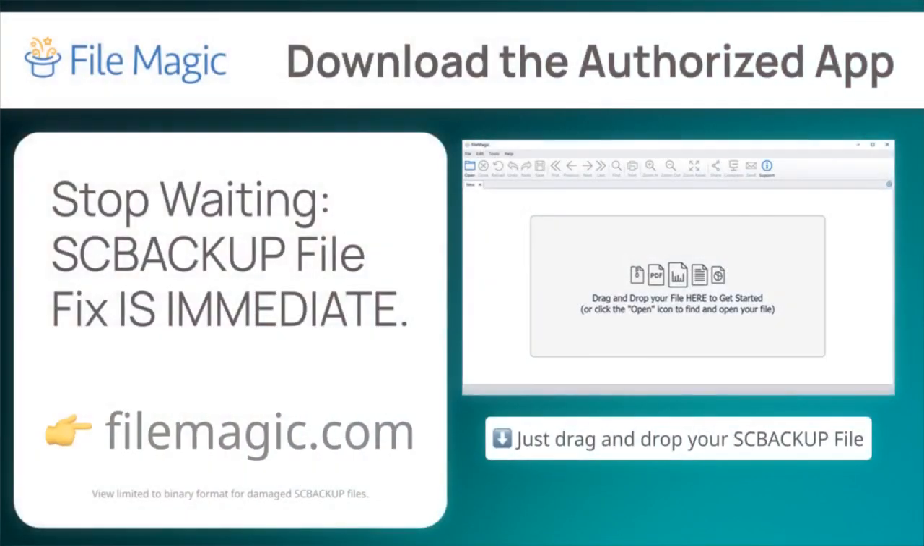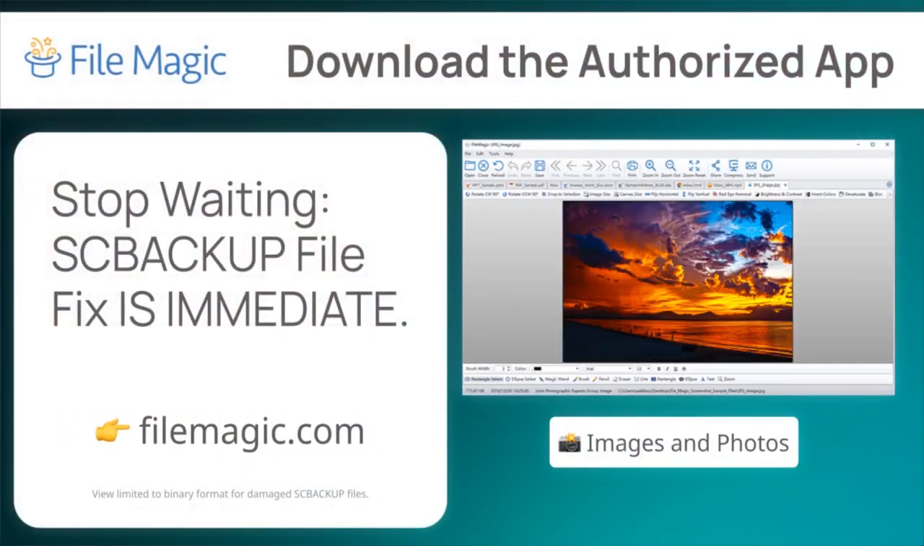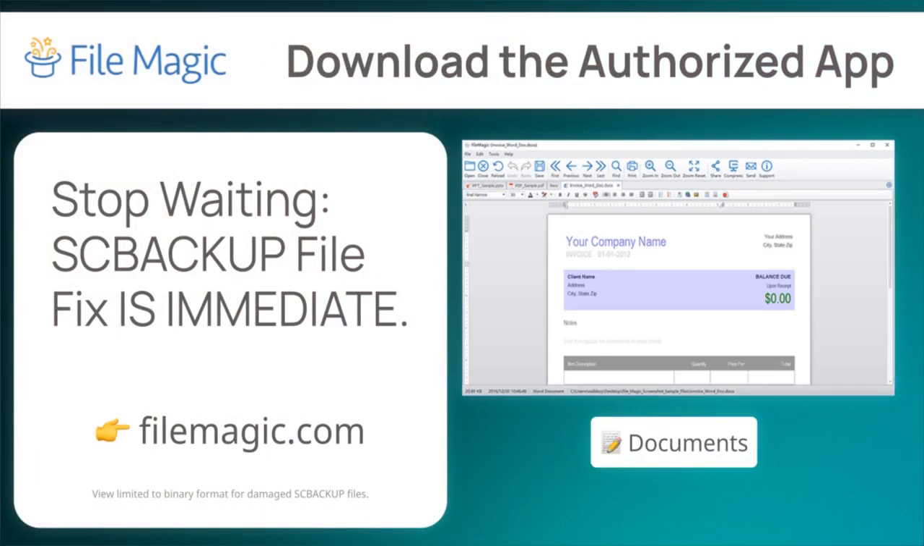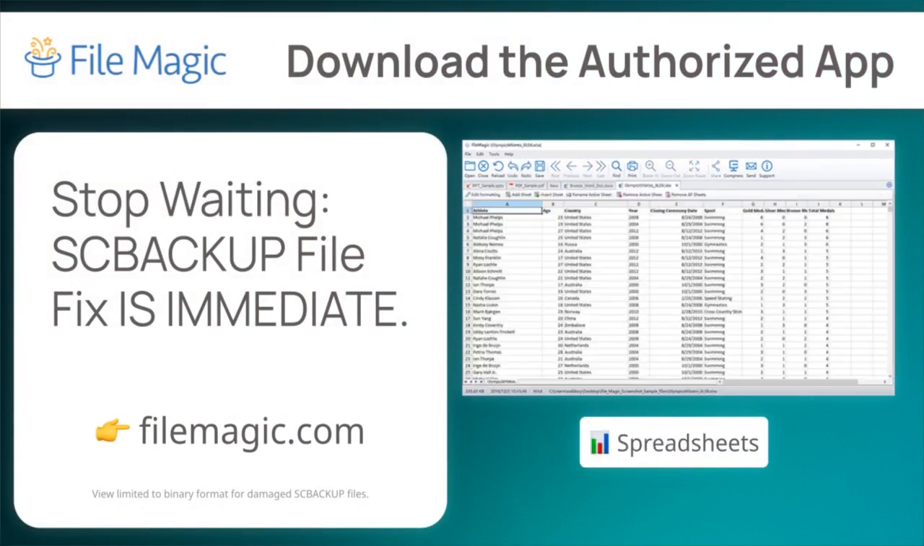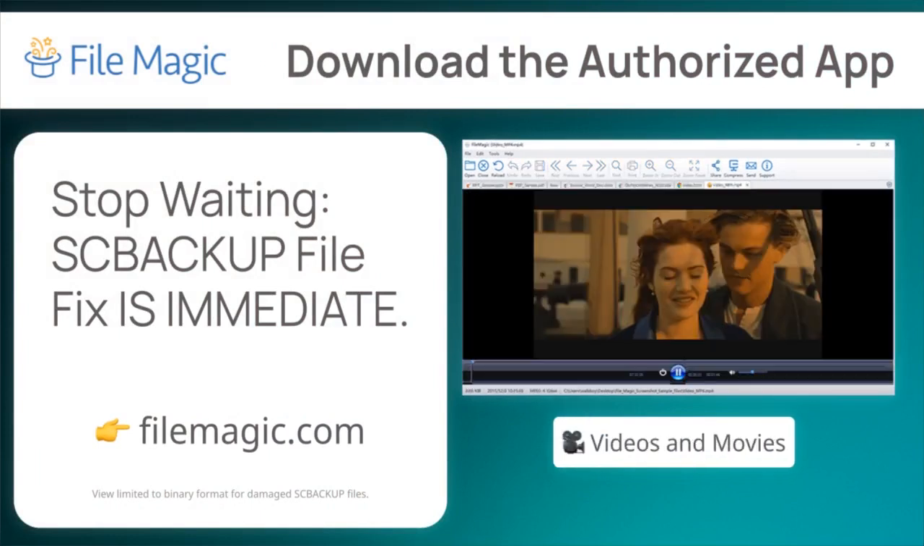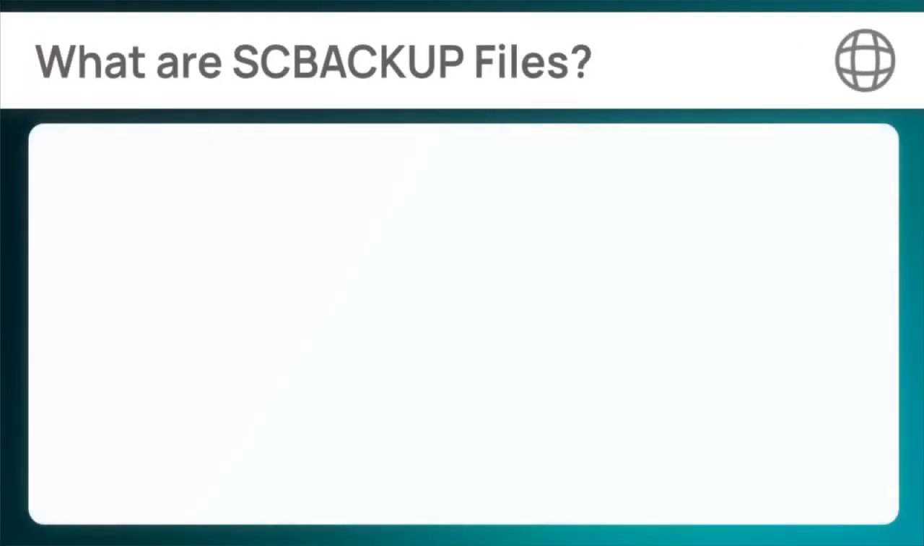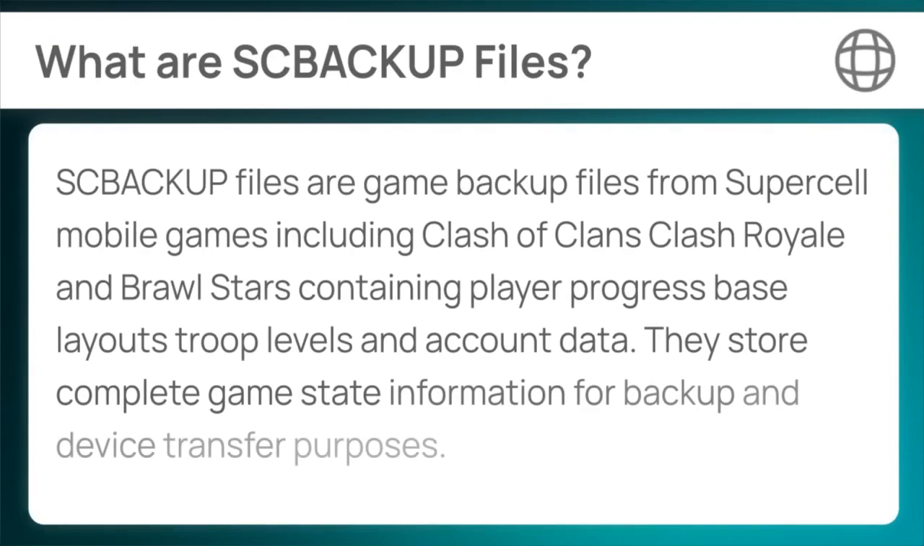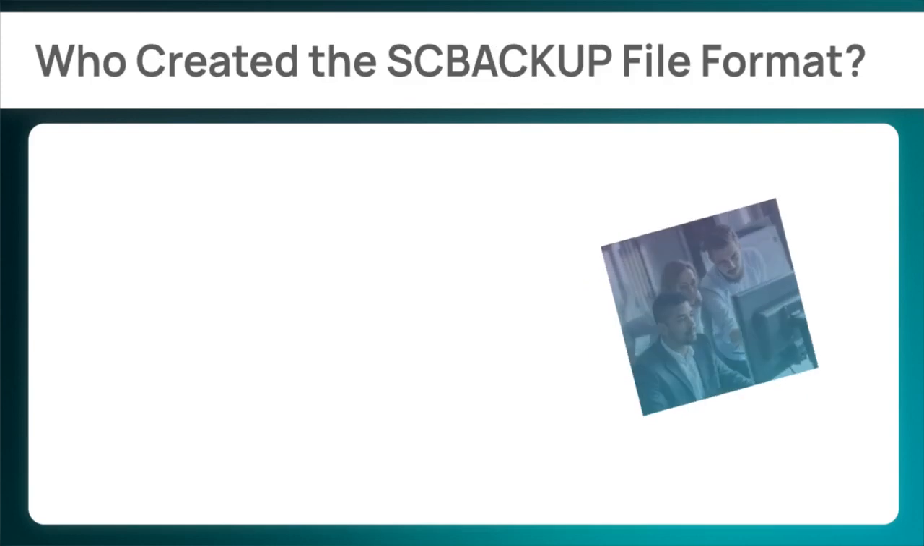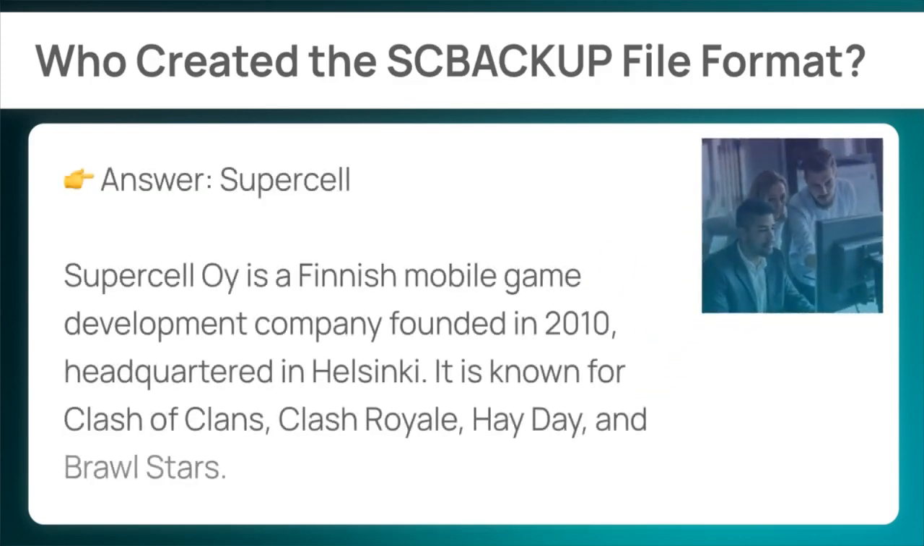Our ultimate goal is to simplify the process by leveraging the advanced capabilities of one SCBACKUP file inspection software that works reliably across numerous file types. SCBACKUP files are game backup files from Supercell mobile games, including Clash of Clans, Clash Royale, and Brawl Stars, containing player progress-based layouts, troop levels, and account data. They store complete game state information for backup and device transfer purposes.